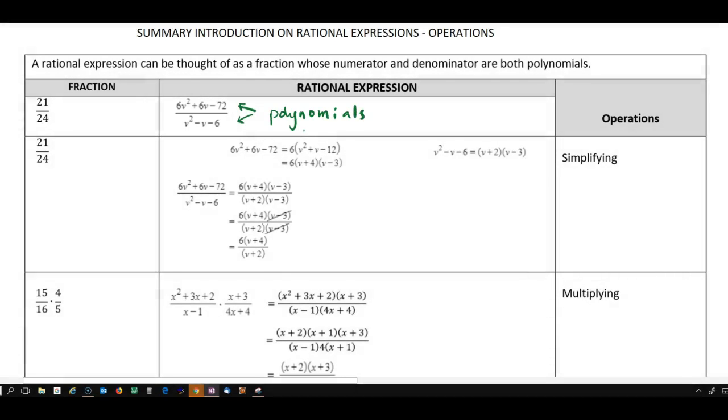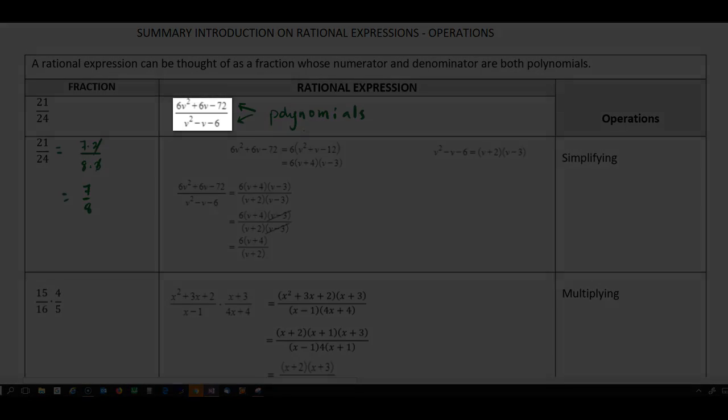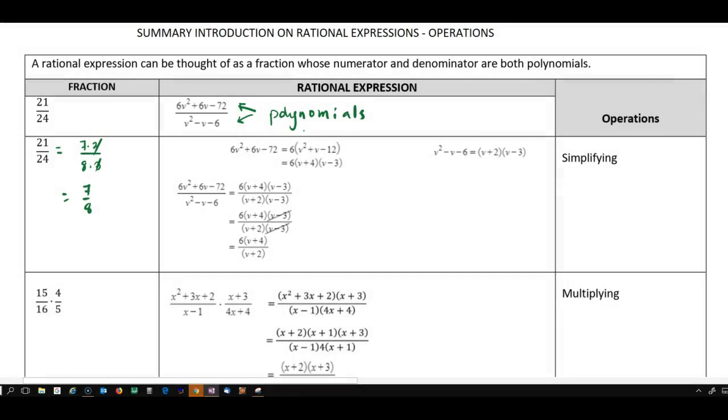In simplifying a rational expression, we follow the same model as simplifying a fraction. In 21 over 24, we factor the numerator as 7 times 3 and the denominator as 8 times 3, and then cancel common factors. It works the same way with rational expressions. For this rational expression, we also factor the numerator.